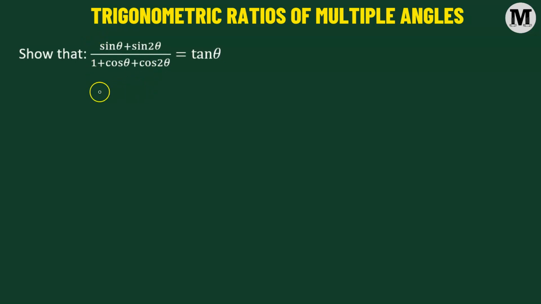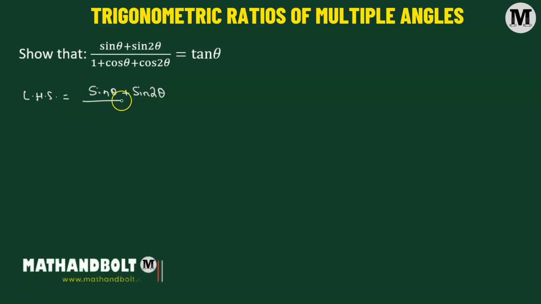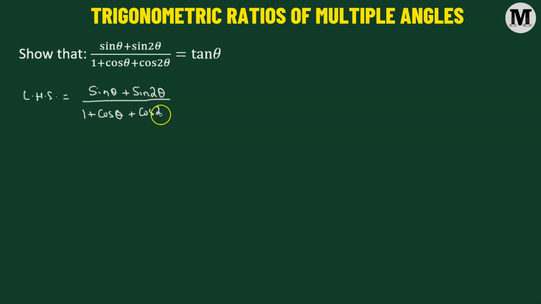So in this problem, we need to verify the following. Let us begin our problem from the left hand side. In the numerator, we have sine theta added to sine of 2 theta, whole divided by 1 plus cosine theta added to cosine of 2 theta.